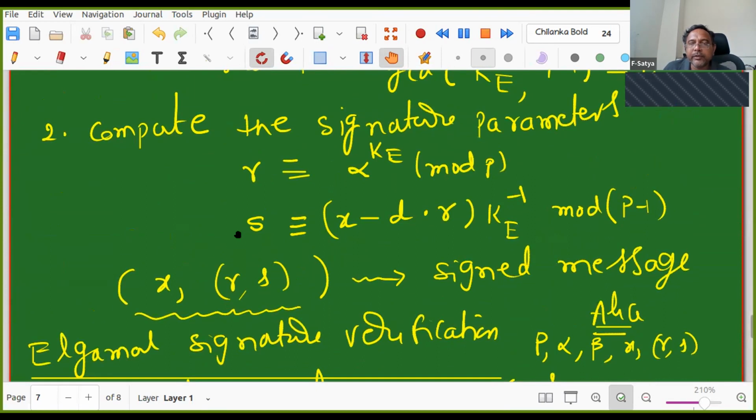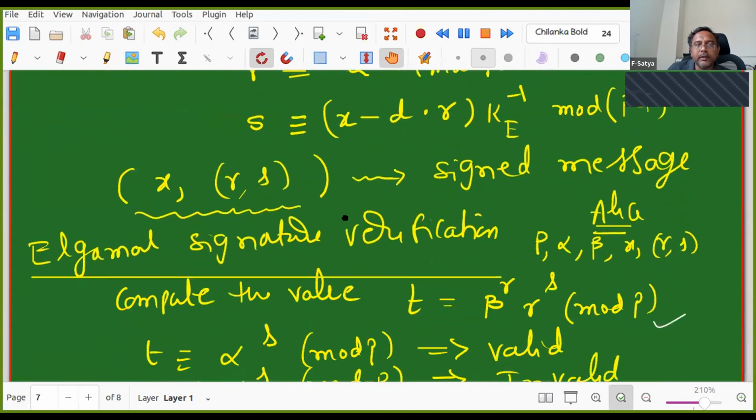I can multiply both sides with K inverse. Can you say something from here? What is X equal to? X equal to KES plus dr, correct? Modulo P minus 1. Are you able to understand that? Not complicated, right?